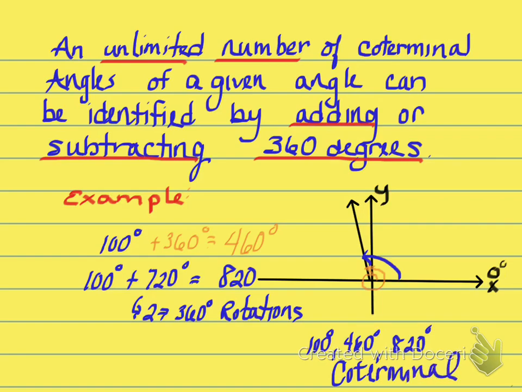What if I did two 360 rotations? Well, that would be like 100 plus 720, which would give me an angle of 820 degrees. We're adding full rotations. You are ending up or landing in the same place, the same terminal side. So 100 degrees, 460 degrees, 820 degrees, all coterminal.